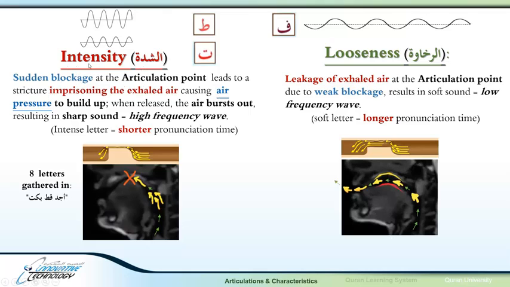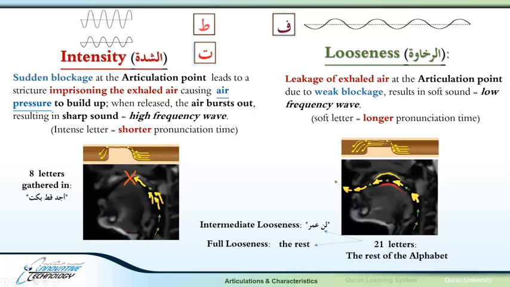The letters associated with intensity are 8 letters gathered in this sentence: ajid, qat, bakat. Now, the rest of the letters would be 21 letters. The rest of the alphabet are looseness-related letters. But some linguistic scholars do further divide those 21 letters into 2 categories: Lan Umar letters, which they consider as an intermediate looseness, between intensity and looseness, and the rest, which they consider as having the full looseness.